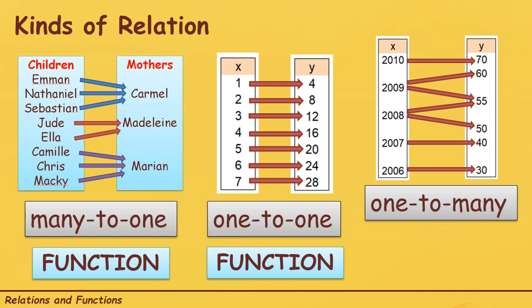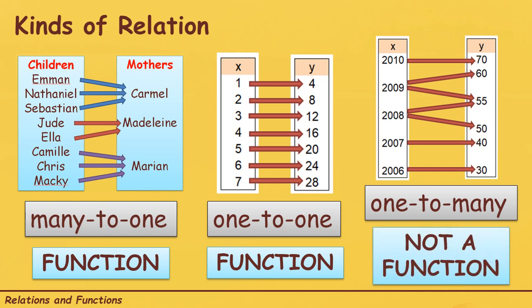Dito naman sa ating one-to-many, it is not a function dahil sa x-coordinate natin ay merong naulit. Naulit yung 2009. Bakit siya naulit? Kasi dalawa yung kanyang y-coordinate. 2009, 60, 2009, 55. Meron pa nga, 2008. Naulit din ang 2008. 2008, 55, 2008, 50. Ibig sabihin, naulit yung x-coordinate. Kapag ka naulit ang x-coordinate, it is not a function.